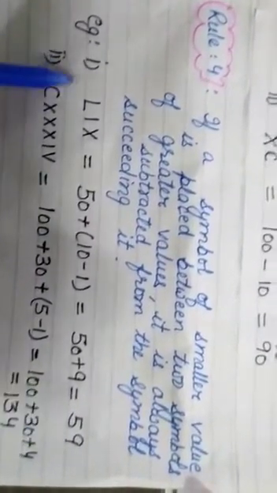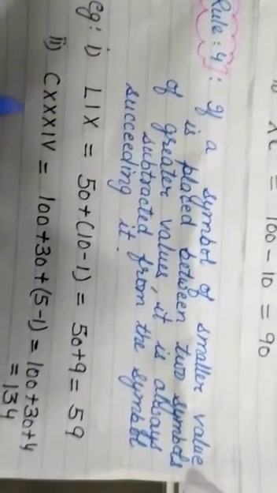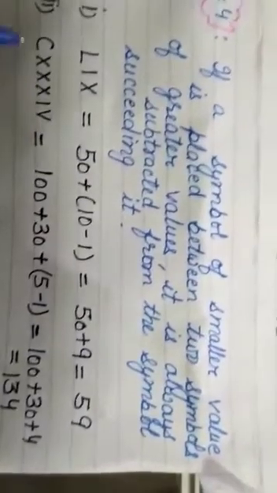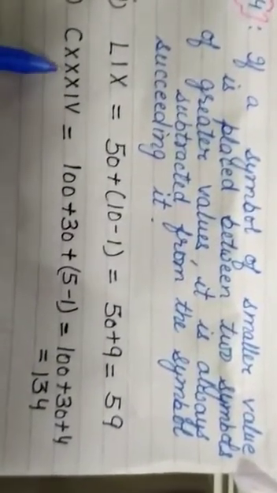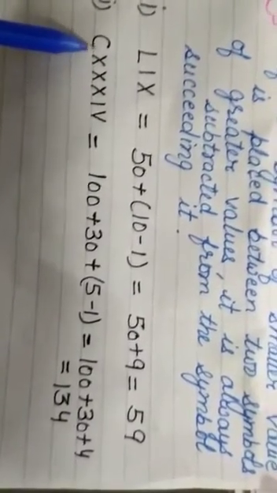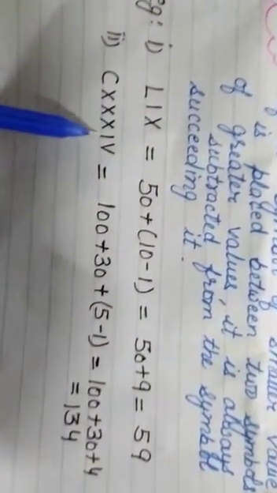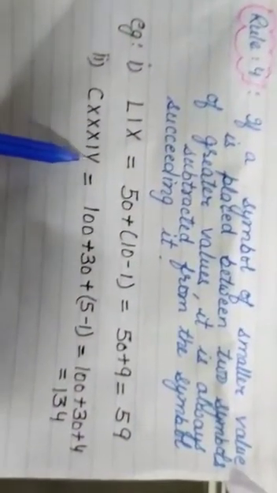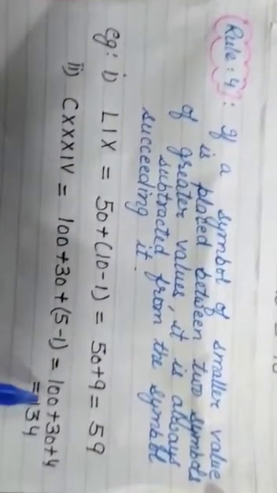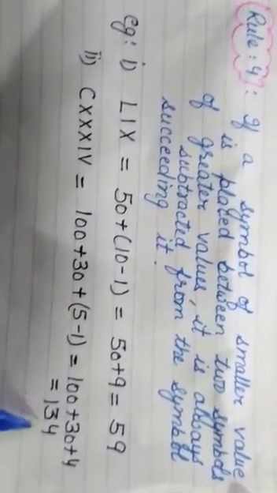We can write 59 is equal to L, I and X. Take one example, CXXXIV. C means 100, XXX means 30. And it is placed to the right of the larger number, so we can add here, but I is smaller than V, so we can subtract here. 5 minus 1 is 4, so 100 plus 30 plus 4 is equal to 134.